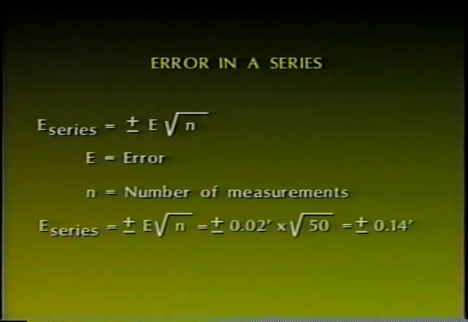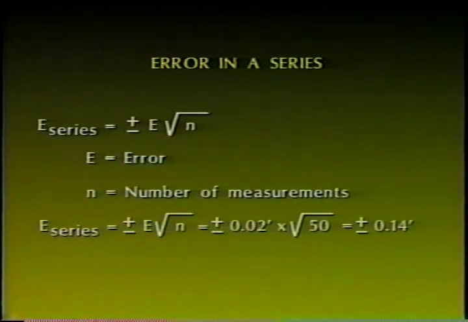Sometimes a series of similar quantities, such as the angles of a traverse, are read with the same care. Each measurement will be in error by about the same amount. The total error in the sum of all measured quantities of such a series is called the error of the series and is designated by E sub series. If the error E is the same in each measurement and there are n measurements, then the error in the series will be plus or minus E times the square root of n.